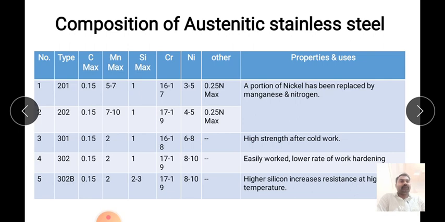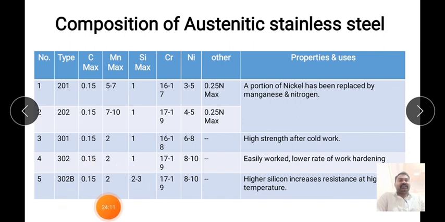And high strength: after cold working of austenitic stainless steel, we can obtain high strength. Okay, easily worked, lower rate of work hardening, and higher silicon increases resistance at higher temperature. So this is nothing but the properties and uses of austenitic stainless steel.